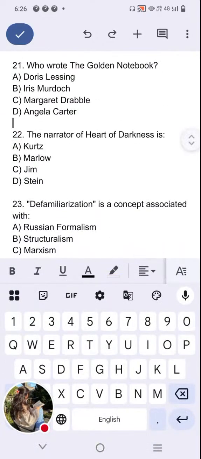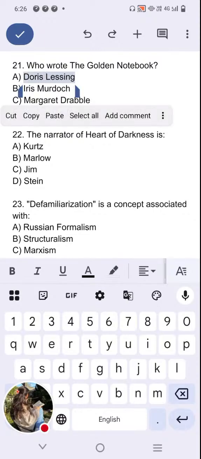Next question, who wrote The Golden Notebook? Option A, Doris Lessing. Option B, Iris Murdoch. Option C, Margaret Drabble. Option D, Angela Carter. If you know the answer or if you like to take a guess, you can do so in the comment section. Who wrote The Golden Notebook? And the right answer is option A, Doris Lessing.